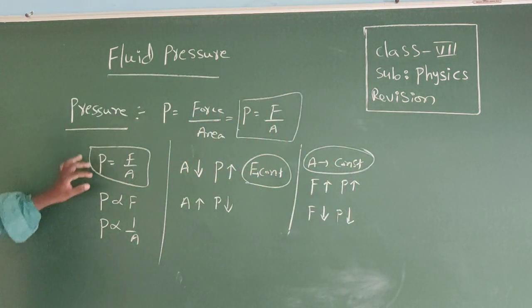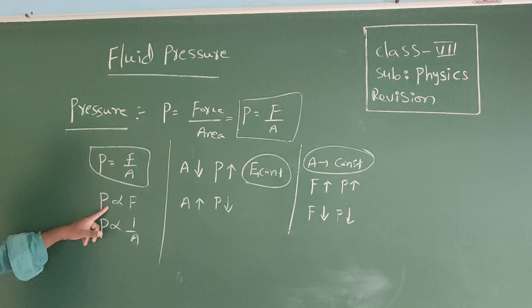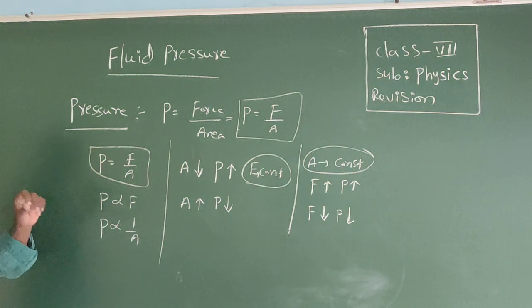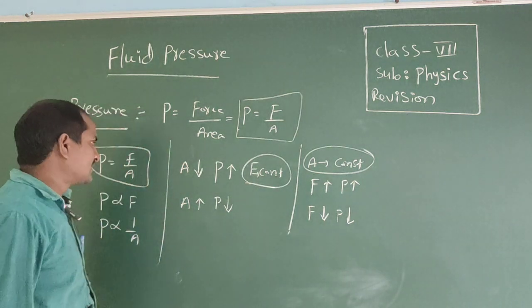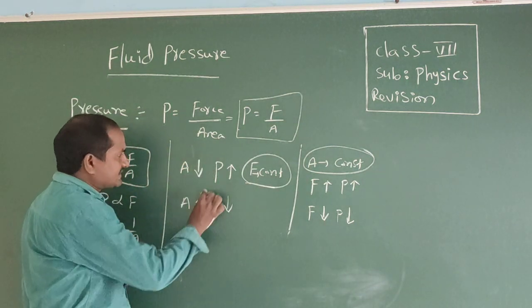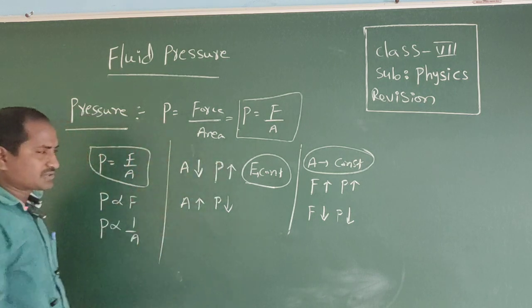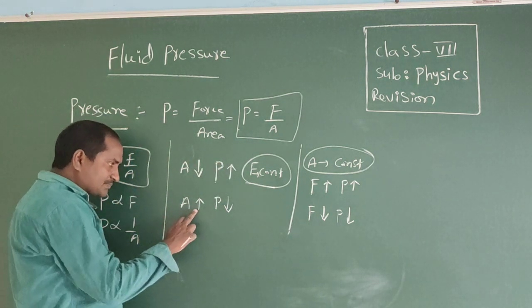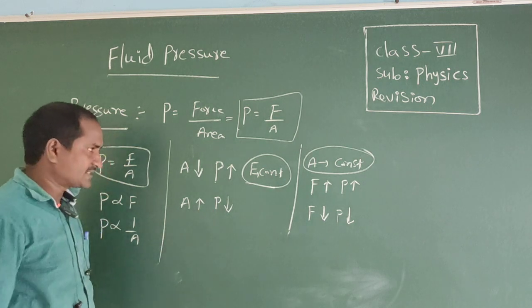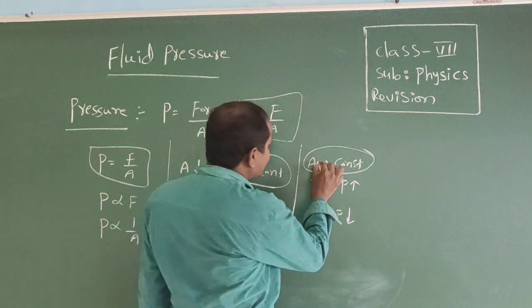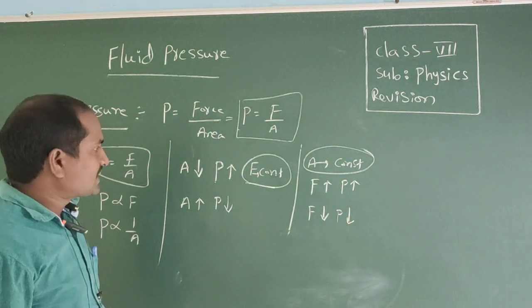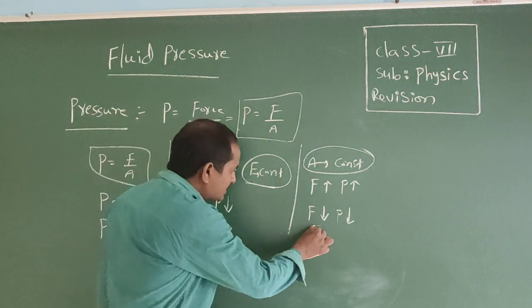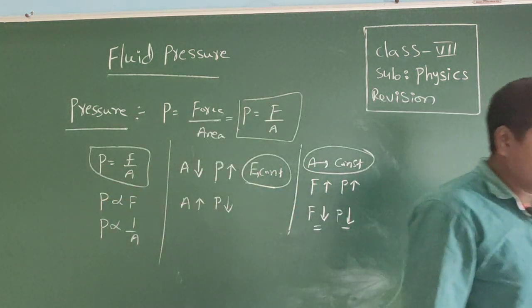Listen once again. Pressure equal to F by A. From this we can write pressure is directly proportional to applied force F and inversely proportional to area of cross section. If force is constant and area is decreased, then pressure is increased. It is inversely proportional. Next, area is increased, then pressure is decreased. Now, if area of cross section is constant, force is increased, pressure also increased. Next, force is decreased, pressure also decreased.